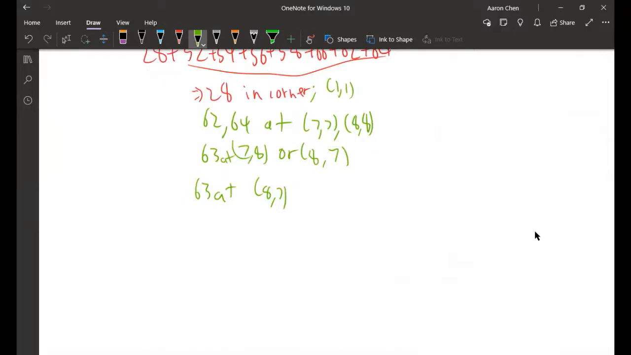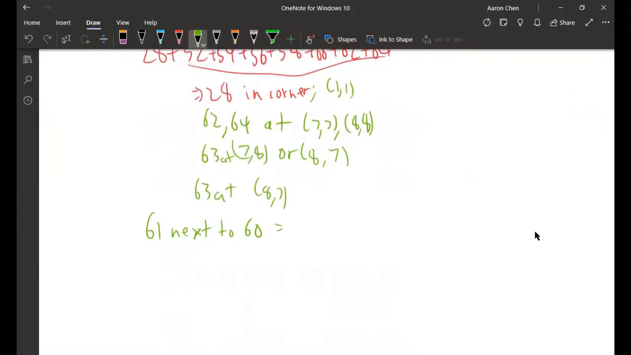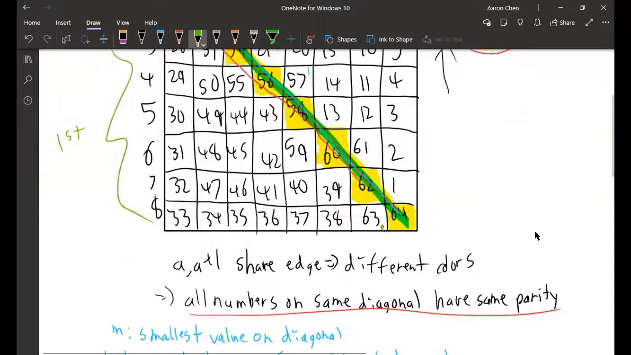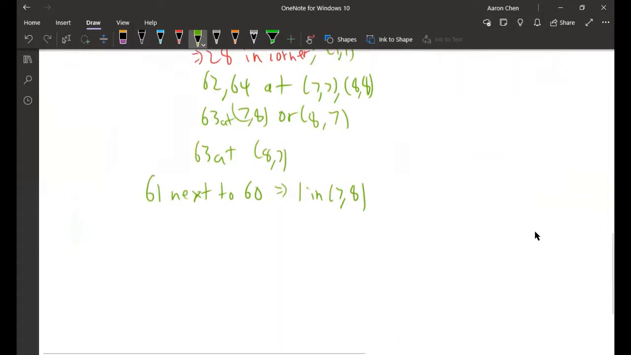And so we also know that 61 is next to 60. And so using what we got above, we can see that 1 is in (7, 8). And so if 1 is in (7, 8), then 1 is above the main diagonal. And so since m is equal to 28, that means that 1 to 27 is all above the main diagonal.